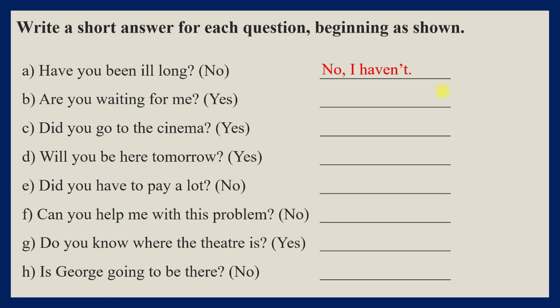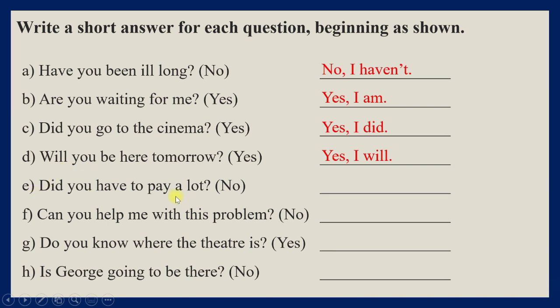B. Are you waiting for me? Yes, I am. Because this is are you, this is I am. You need to use am, is, are, because this is in present continuous. C. Did you go to the cinema? Yes, I did. Again, the same auxiliary verb. Past simple. D. Will you be here tomorrow? Yes, I will. Again, the same auxiliary verb.